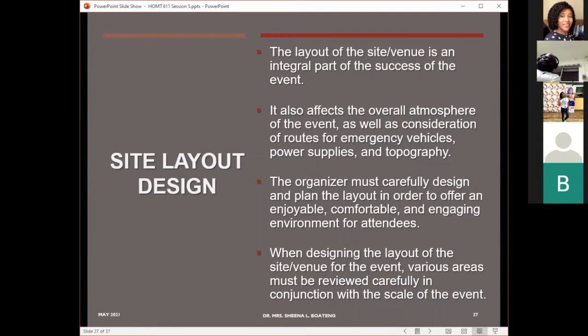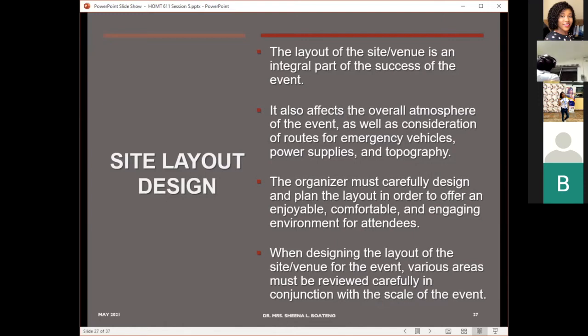So you must carefully design and plan the layout of your event venue, which makes it very important for event professionals to visit and do site inspections in person, because that is the starting point of you being able to conceptualize and visualize the layout of the venue and how your entire vision is going to be executed.